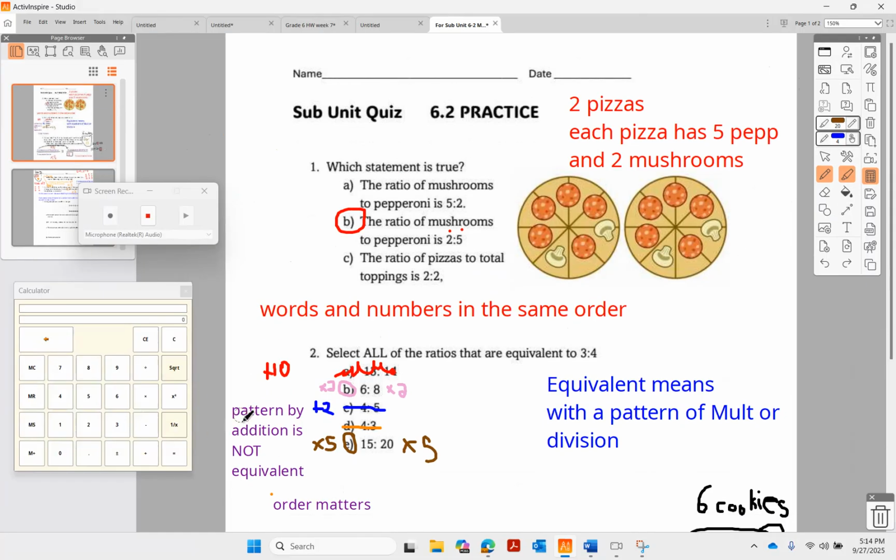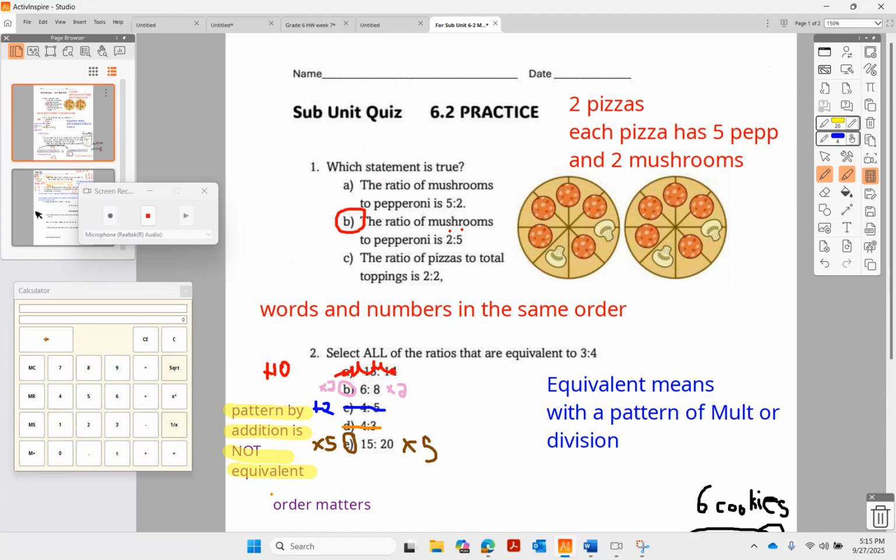And actually, here's what I'm going to tell you. If you want an airhead, oh my God, now they're all going to listen to me. If you want an airhead, you are going to tell me that, Mrs. Falk, I watched the video, and the thing that I found that you highlighted is a pattern by addition is not equivalent. The first 5 of you to tell me that you saw this on this video, I will give you an airhead. Look, pays to watch the video.